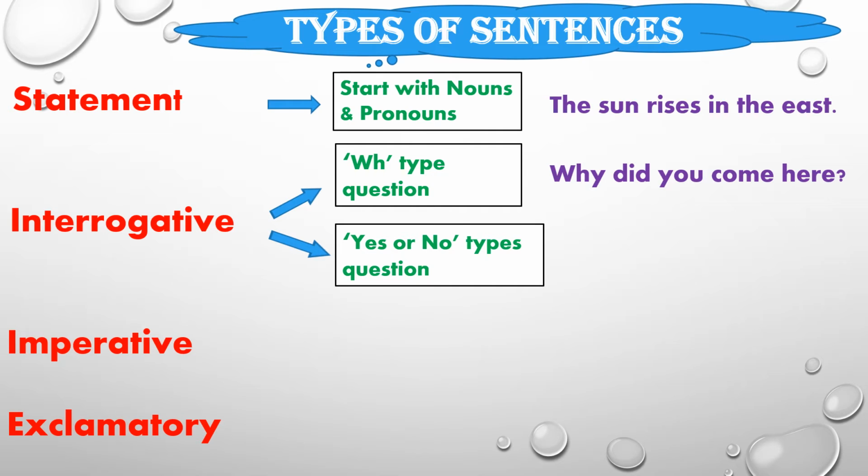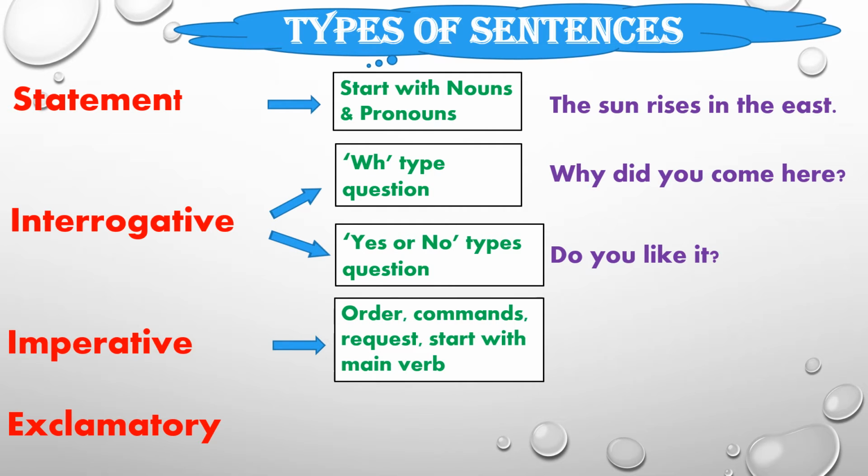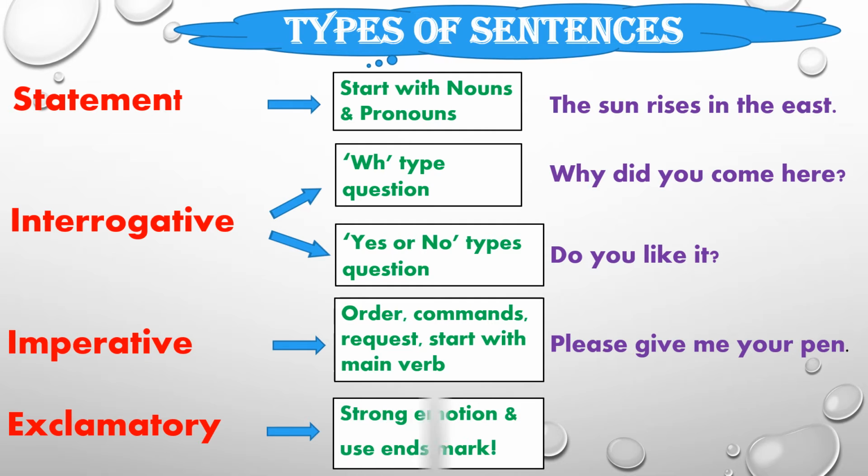For example, why did you come here? Yes or no type starts with auxiliary verbs. For example, do you like it? Third one, imperative. Imperative sentences order, command, request, and start with the main verb. For example, please give me your pen. Last one, exclamatory. An exclamatory sentence conveys a strong emotion and ends with an exclamation mark. For example, what a marvelous picture this is!